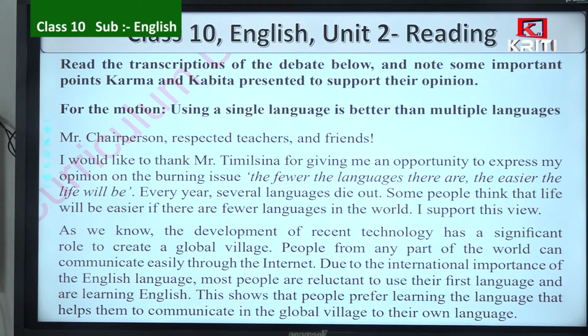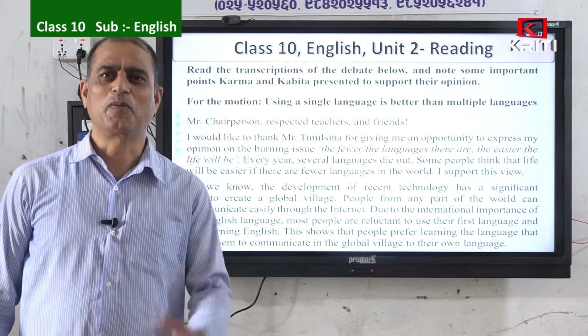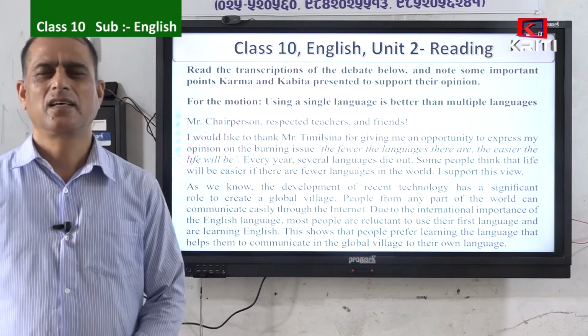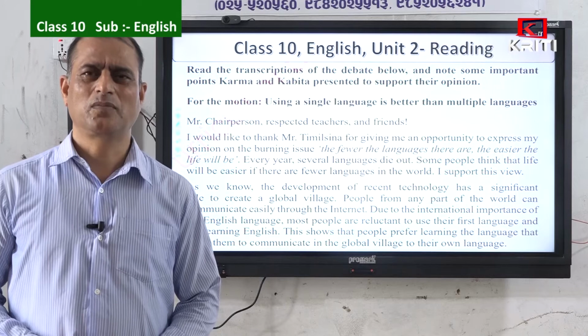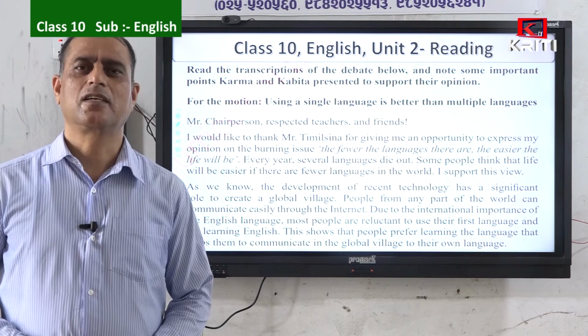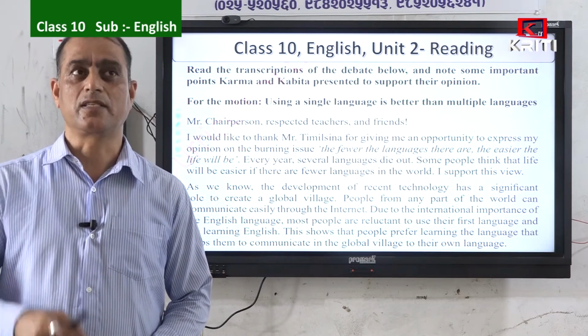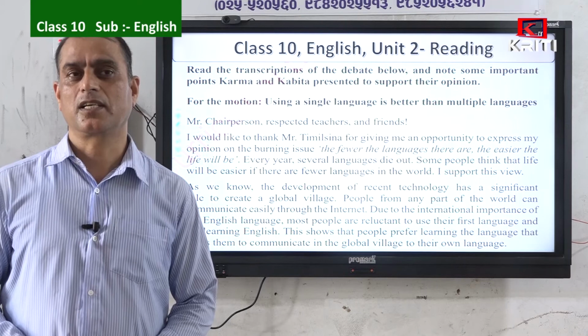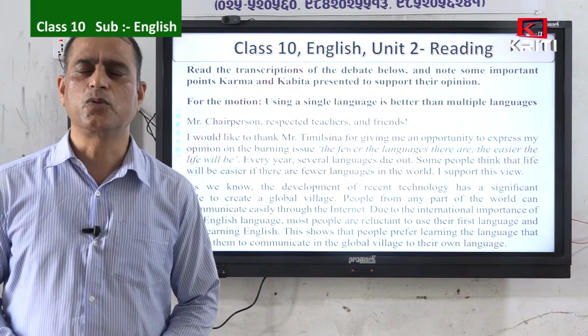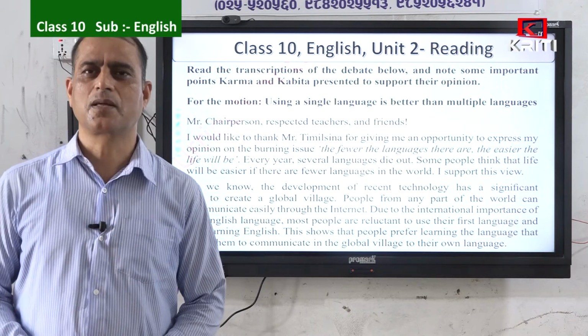And another point he says is that most people are reluctant to use their first language. Why are most people reluctant? Reluctant means unwilling, hesitant. Most people are reluctant to use their local language in international scenarios, international events. Why does everyone seem to use the English language?